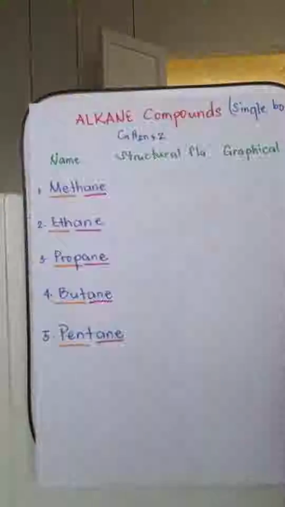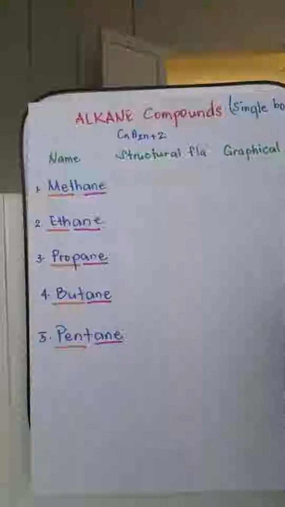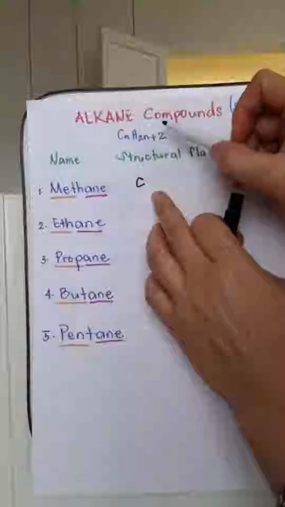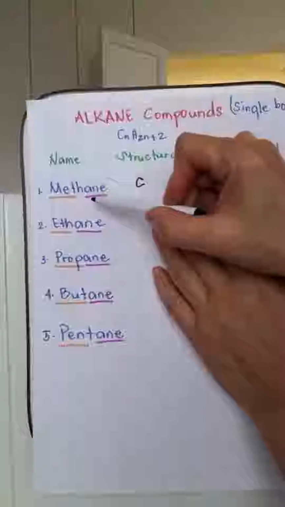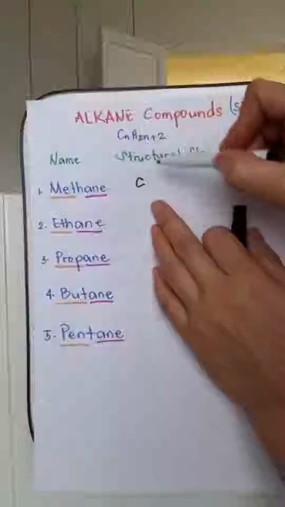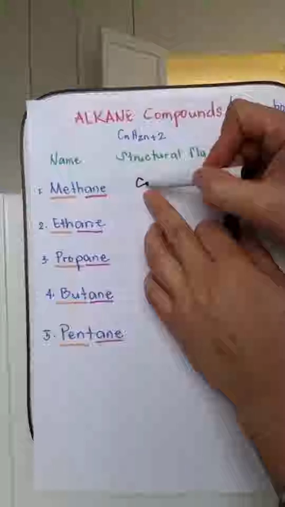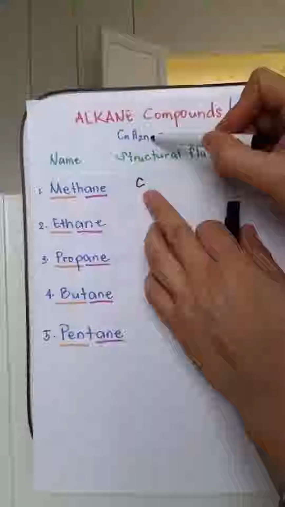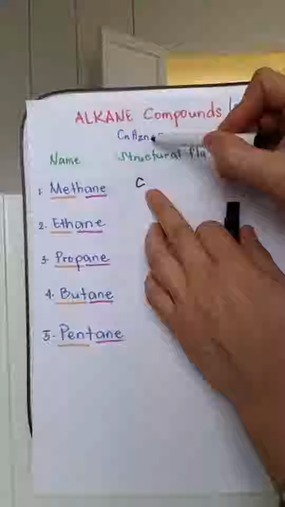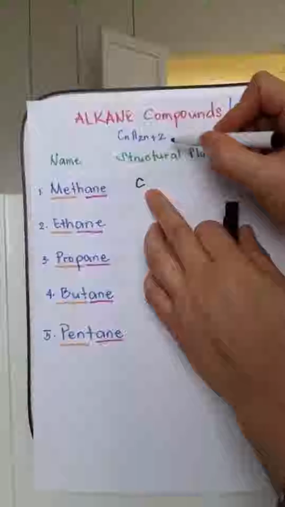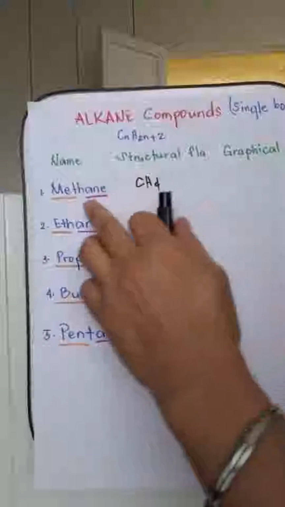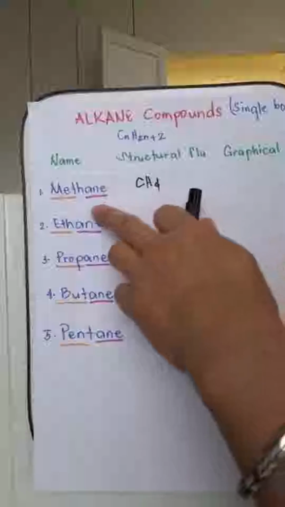So the structure is the letter C, only one carbon atom. Follow the general formula of alkane for you to be able to get the structural formula of your alkane compound. For methane, you have CnH2n+2, where n is your number of carbon atoms. Here n is 1, so C1, H2 times 1 plus 2 is 4. So CH4 is the structural formula for your methane alkane hydrocarbon compound.